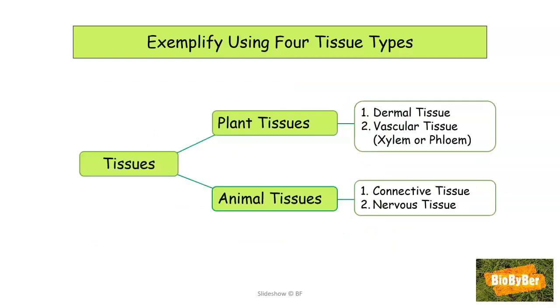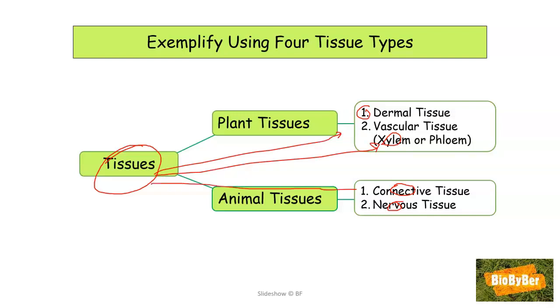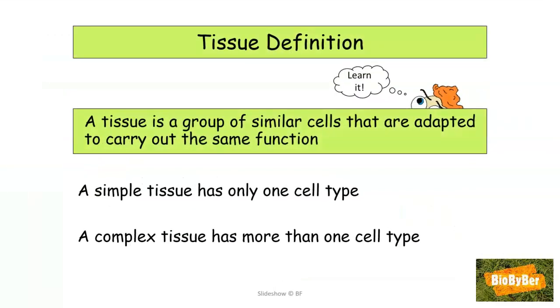So, in a nutshell, these four types of tissue: dermal tissue, xylem tissue, connective tissue, principally blood, and nervous tissue, all exemplify the definition of a tissue, because each of these tissues consists of similar cells that are adapted for carrying out the same function. And there you have it.